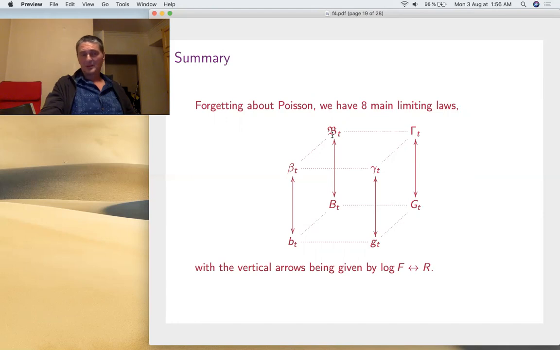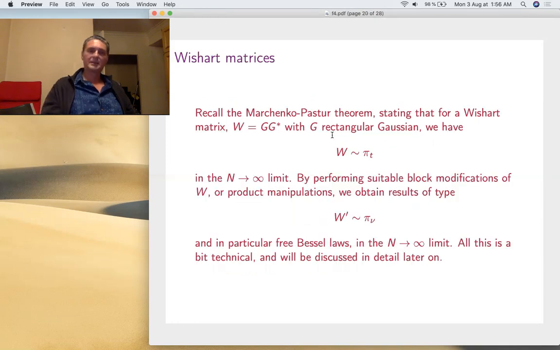Now, the only applications we had are with random matrices. So we should see whether there are any random matrices corresponding to these Bessel laws. The answer is yes, but it's a bit technical, so we'll talk about it later in a specialized lecture on random matrices. The idea is that if you take a Wishart matrix and you do block multiplications, or other product manipulations, you can obtain this kind of compound Poisson laws, in particular the free Bessel ones. So this is quite technical, but it's actually very beautiful.